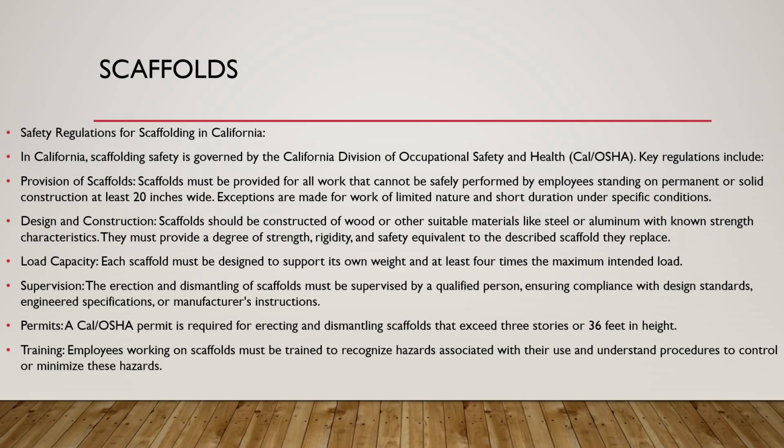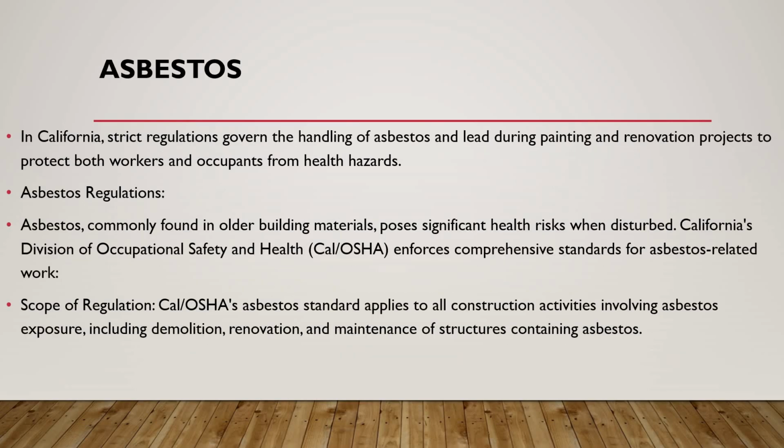Supervision. The erection and dismantling of a scaffold must be supervised by a qualified person, ensuring compliance with the design standard, engineer specifications, or manufacturer's instructions. Permits. A Cal/OSHA permit is required for erecting or dismantling scaffolds that exceed 3 stories or 36 feet in height. Training. Employees working on scaffolds must be trained to recognize hazards associated with their use and understand the procedures to control or minimize these hazards.